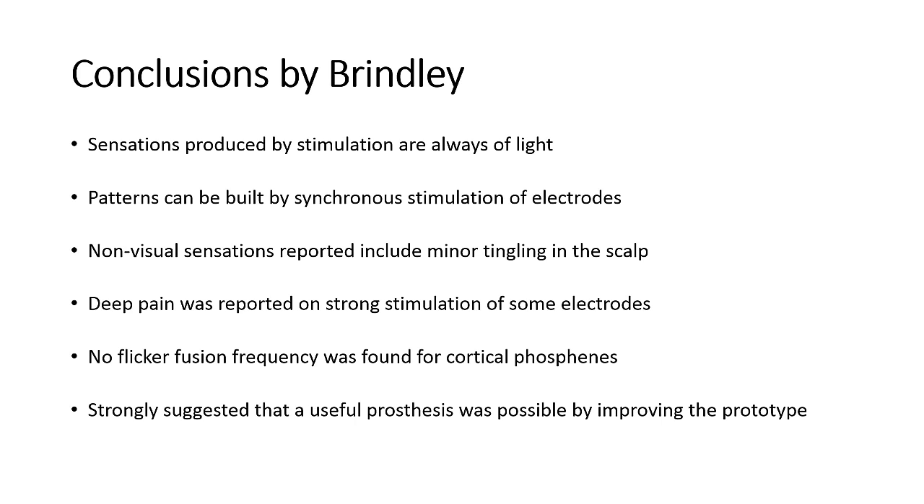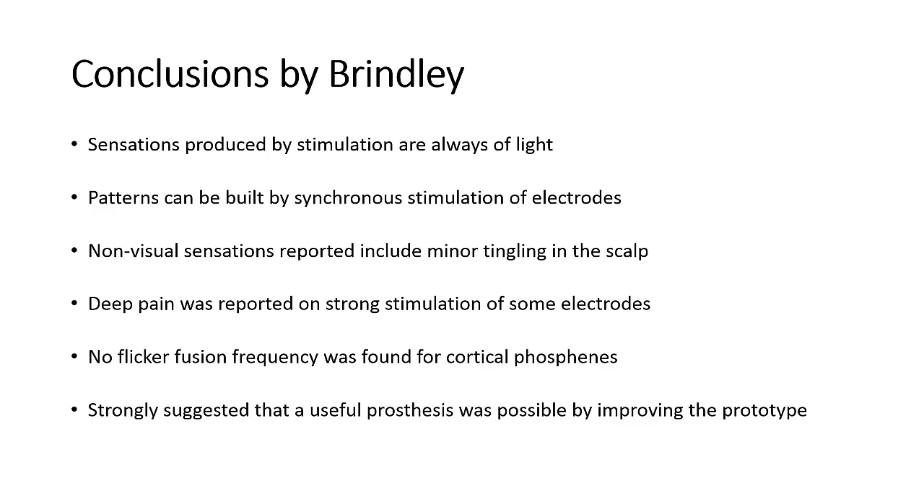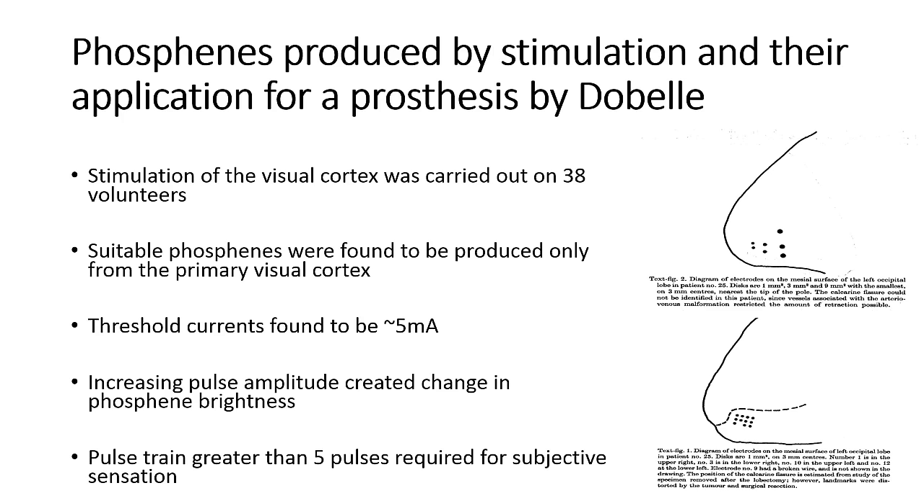However, ultimately Dr. Brindley and Dr. Lewin strongly suggested that a useful process was possible by improving upon their prototype, and this was done by Dr. Dobell and Dr. Lewandowski in 1974. They tested the various stimulation parameters by studying the electrode interactions with neural tissue in a group of 38 volunteers. They did not develop an entire visual prosthesis.